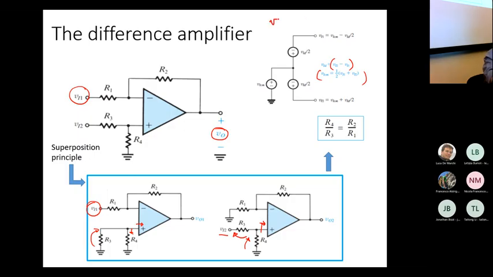So VID is VI2 minus VI1. And V common mode is, as usual, VI1 plus VI2 divided by 2, so the average between VI1 and VI2. Suppose also that we select the ratio between resistor number 4 and 3 so that it is equal to the ratio between resistor number 2 and 1.